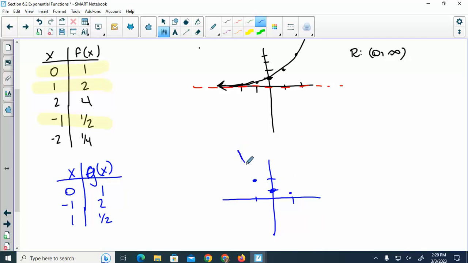And so when my base was less than 1, my graph was actually decreasing this time. It just flipped it. Instead of going up, it went down. What's the domain of this one?